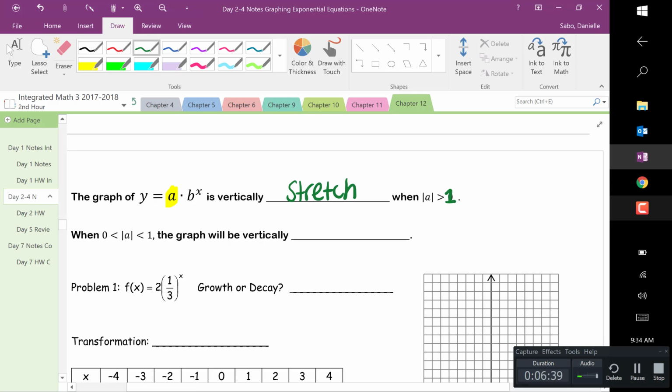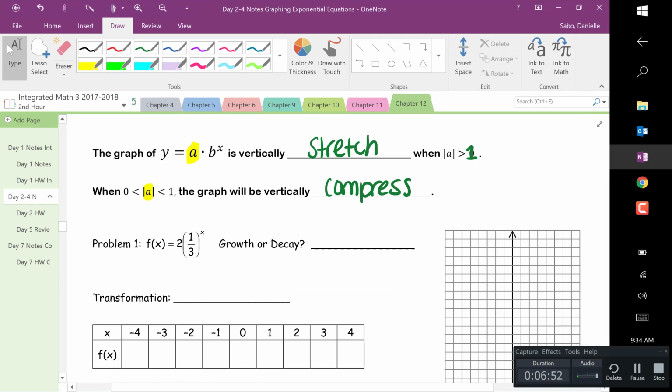All right, now when I'm between 0 and 1, which means I'm like a fraction with the numerator smaller than the denominator, what am I going to do? I'm going to compress. Okay, so this is what we're going to talk about today. We already did this yesterday, so this part really isn't going to be new. What's going to be new is this a value. We really haven't graphed things with an a value yet.